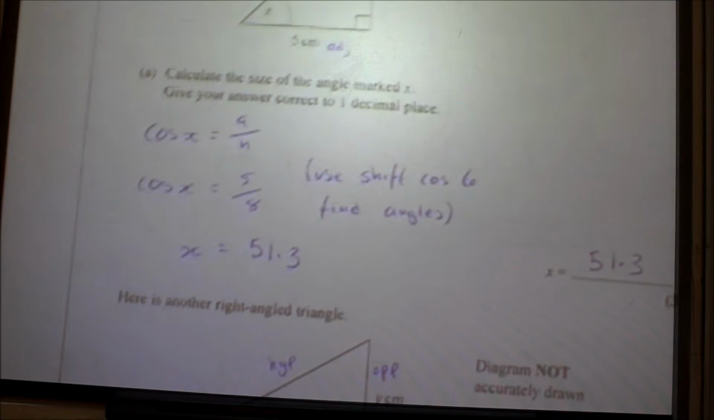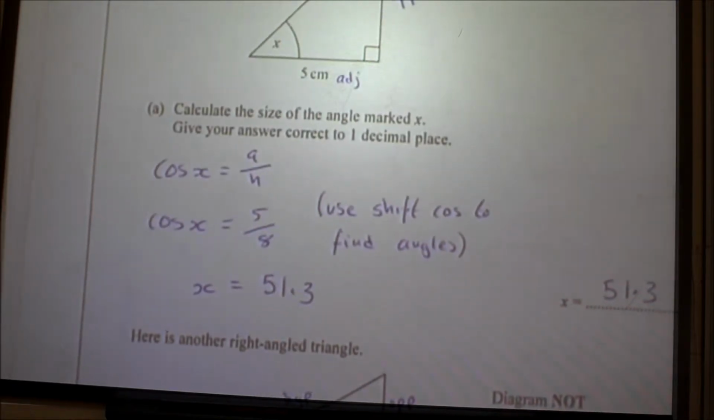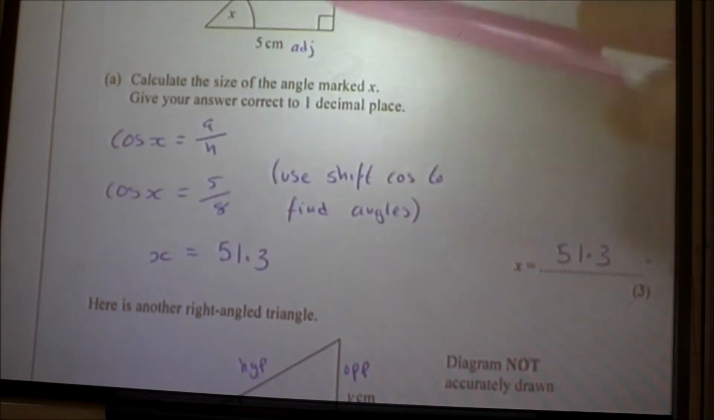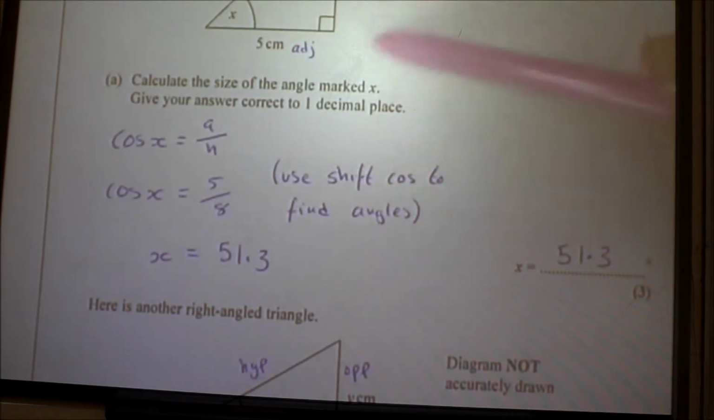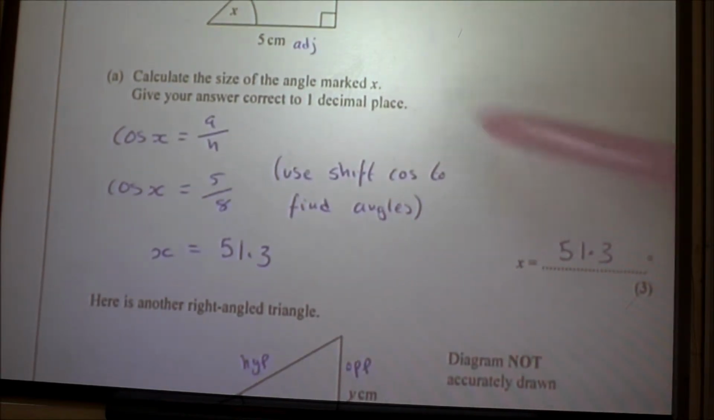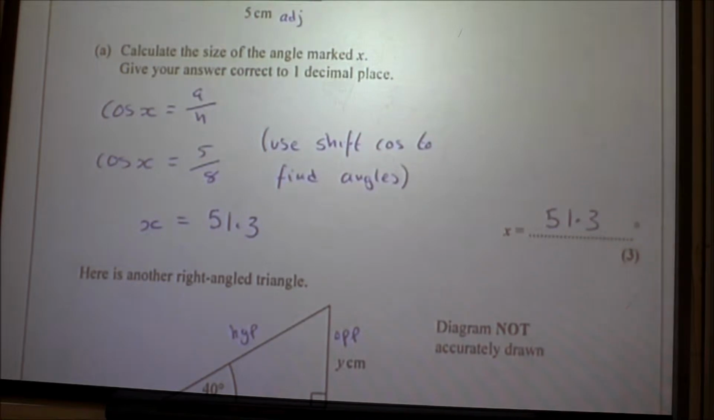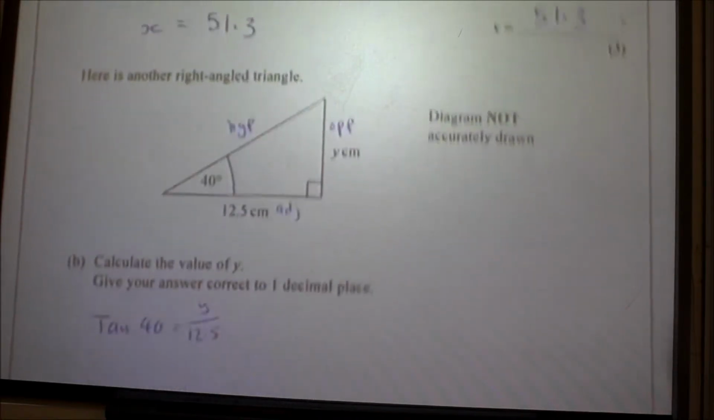Question number 2. Here's a right angled triangle. Calculate the angle. This is pretty much the same as question 1, only the numbers have changed. We're using cos because that's the hypotenuse, that's the opposite, and that's the adjacent. So to find a missing angle, we use shift cos, so that's why we're using shift, and to 1 decimal place, 51.3.